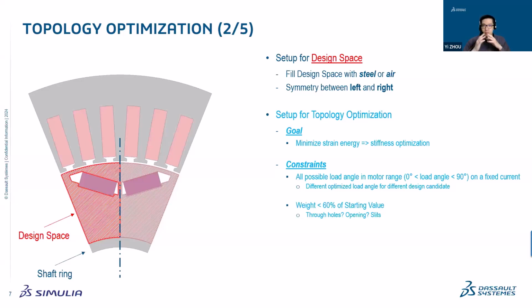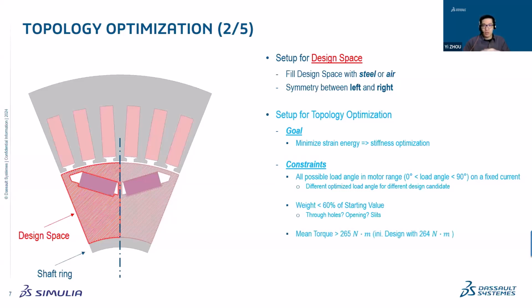And we expect that different candidate designs will have different optimized load angles. For this topology optimization, we want to reduce the weight for sure. But how we can reduce the weight, I have no idea. Maybe we need to add some holes, openings and slits. I would like to let the optimizer tell me in which region I need the holes, and in which region I need the openings or slits, and so on. This is something I'm expecting from the optimization.